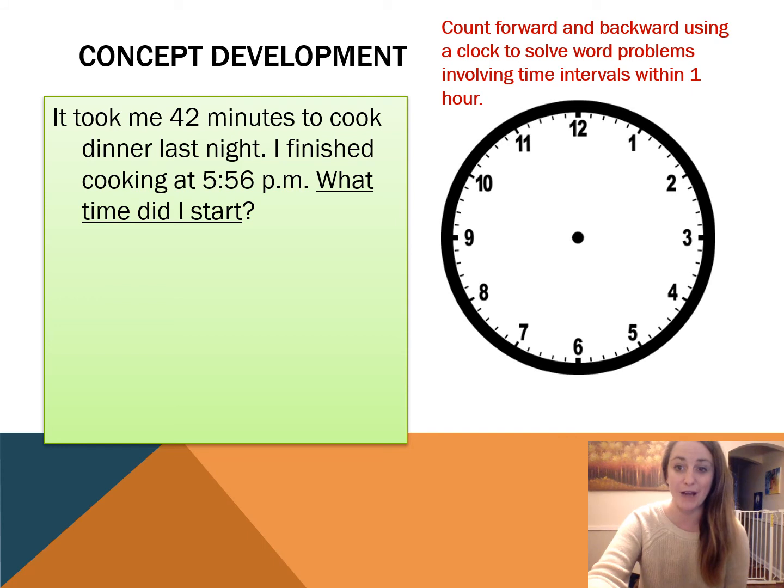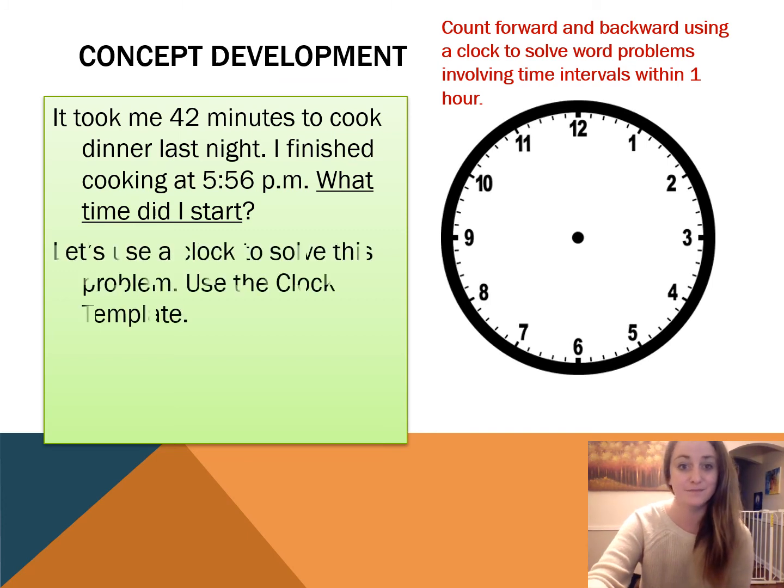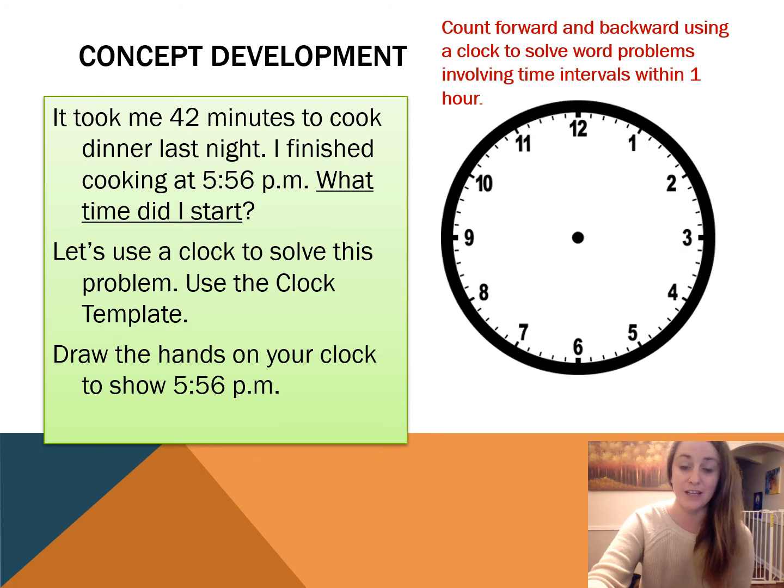Let's count forward and backward using a clock to solve our word problems. Let's imagine that it took me 42 minutes to cook dinner last night. I finished cooking at 5:56 p.m. What time did I start? Let's use the clock to solve this problem. Let's draw hands on the clock to show 5:56 p.m. Notice that our hand is almost at the 6. 5:56 is very close to 6 o'clock.